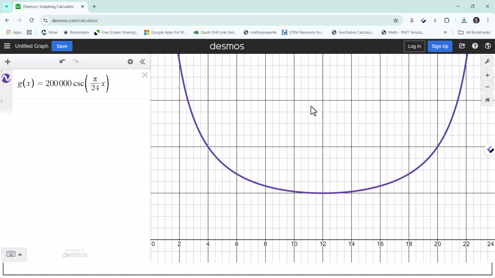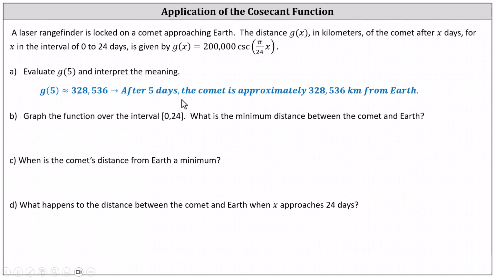To determine g of 5, we simply go to cell 2 and enter g of 5. Recall 5 is the input in days, and the output is kilometers, which represents the distance between the comet and Earth. To the nearest kilometer, the output is 328,536 kilometers. This indicates the meaning of g of 5 is, after 5 days, the comet is approximately 328,536 kilometers from Earth.